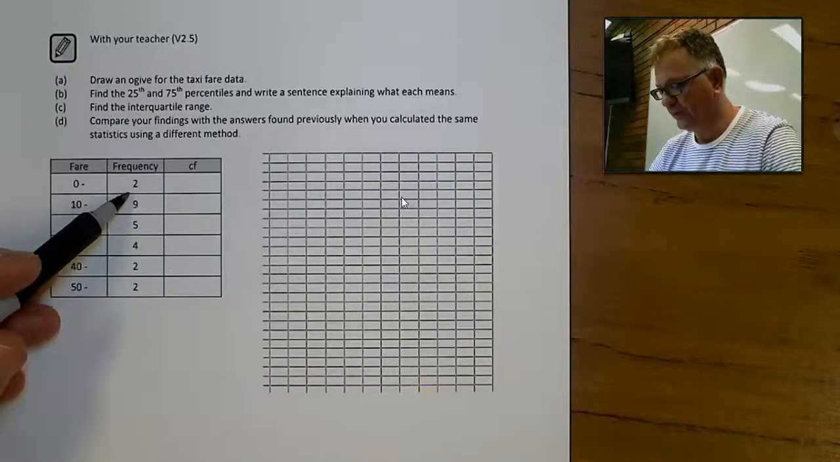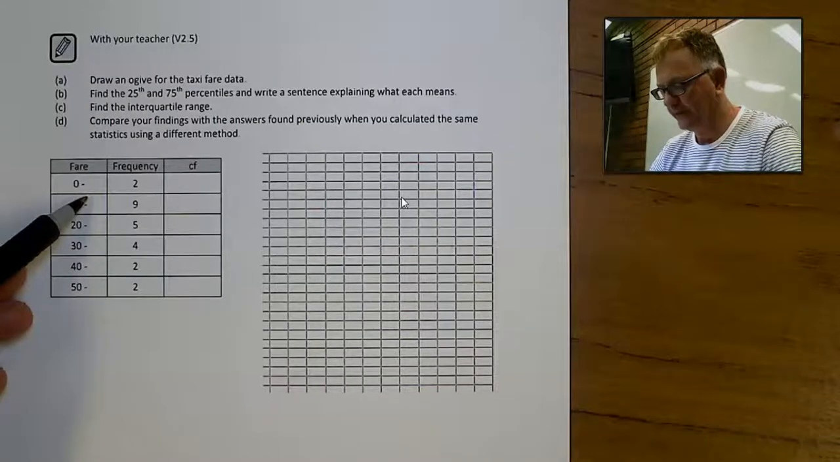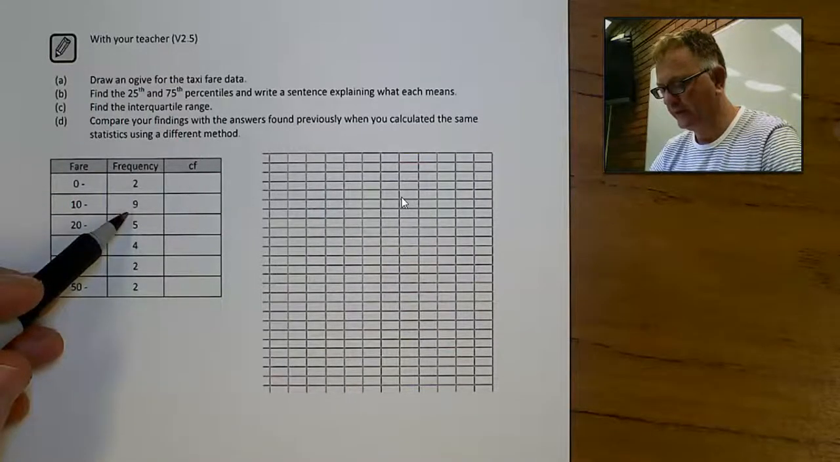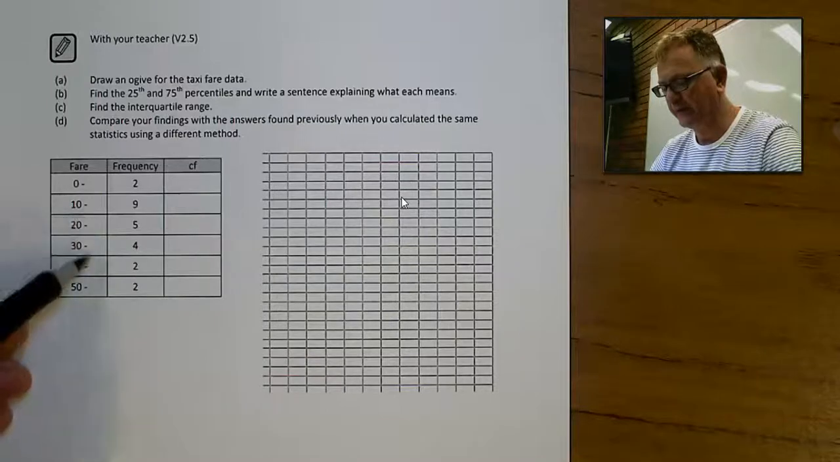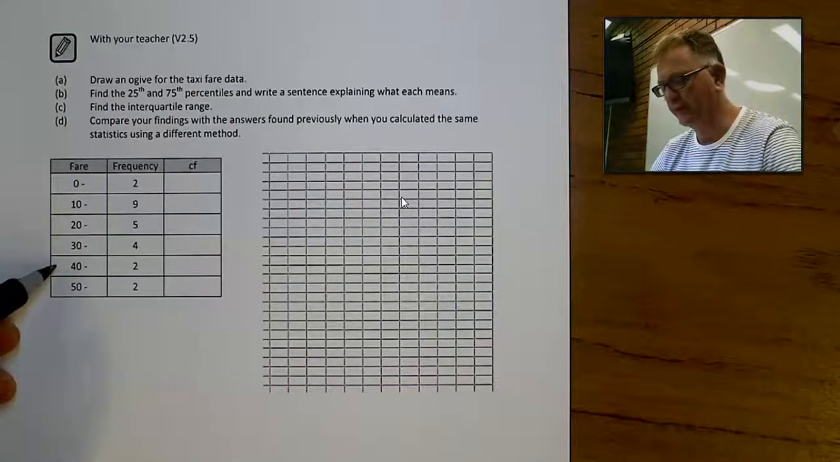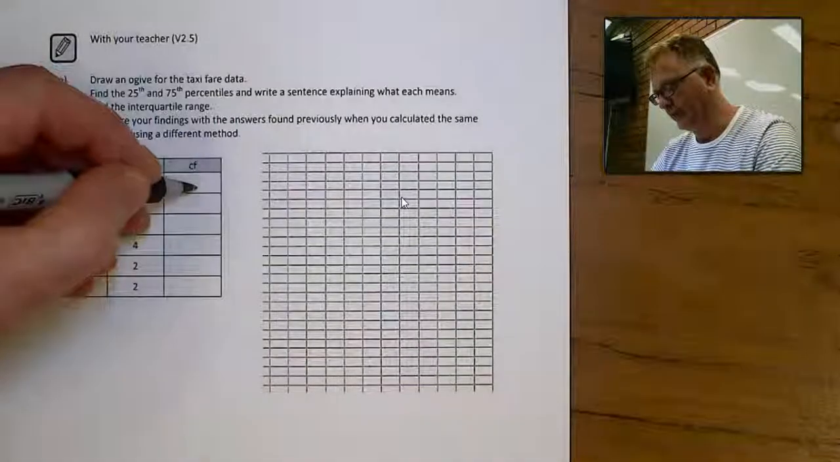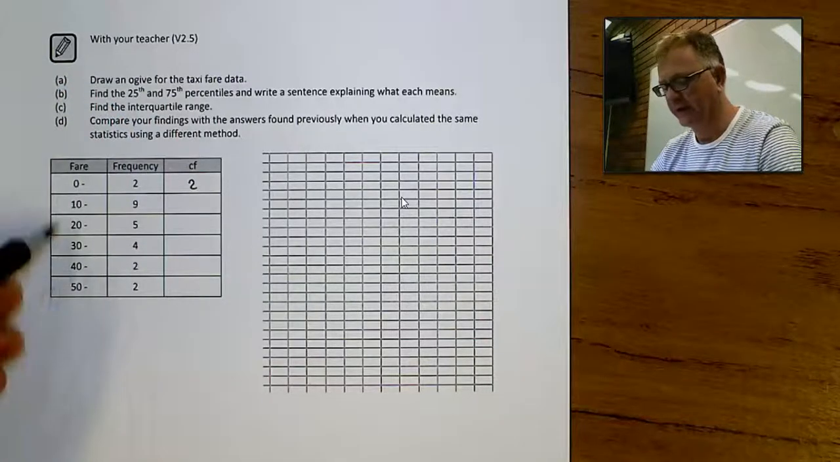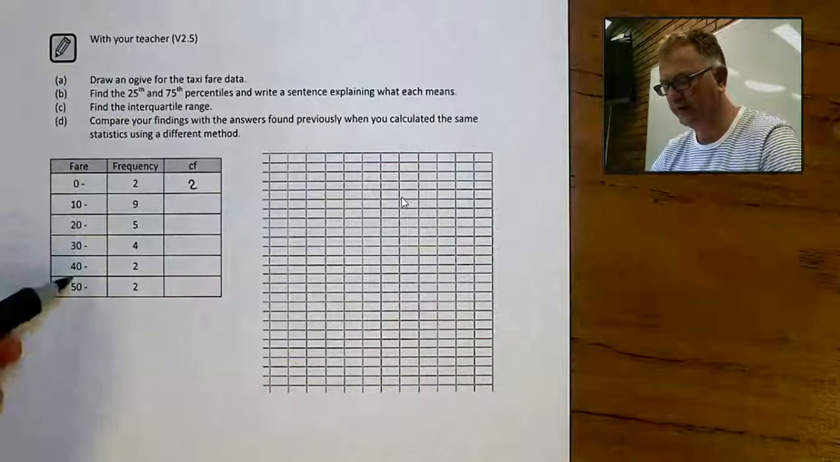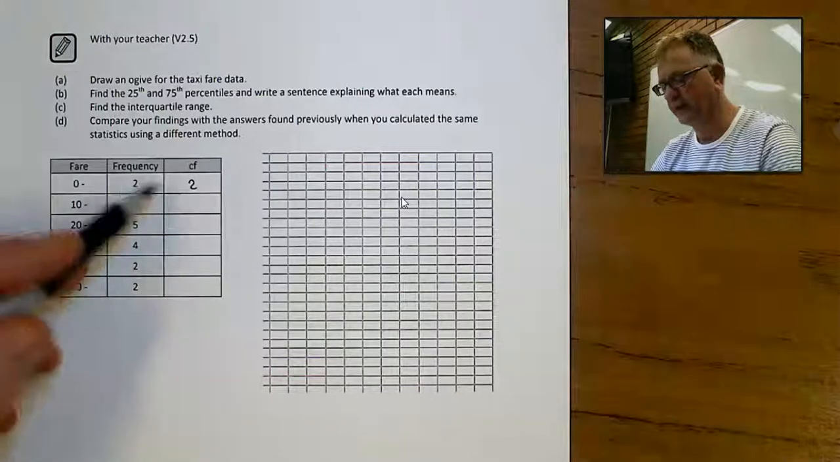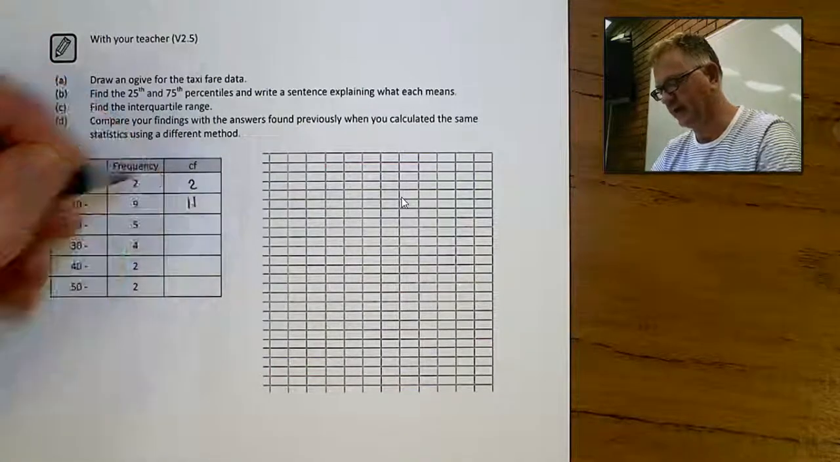There were 2 fares of between $0 and $10. Then there were 9 fares of between $10 and $20. So if you put them in order of size, after we've counted the first group, we've counted 2. Then after we've counted all the fares between $10 and up to $20, there were 9 there, plus the 2 we've already counted is 11 in total.